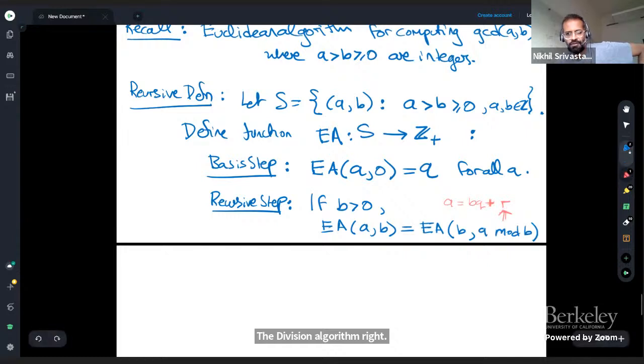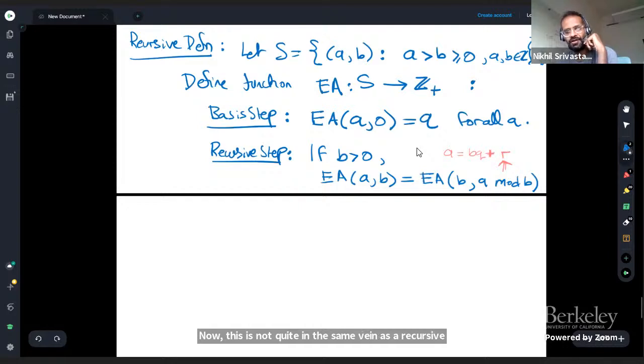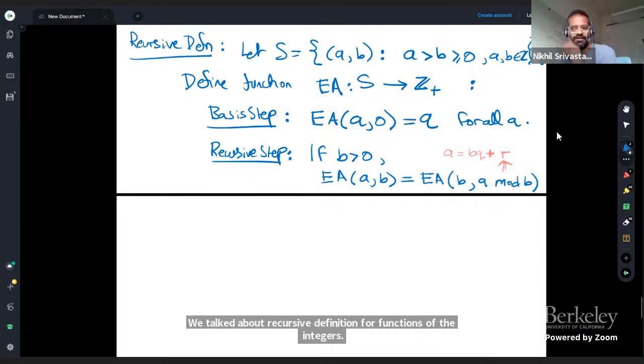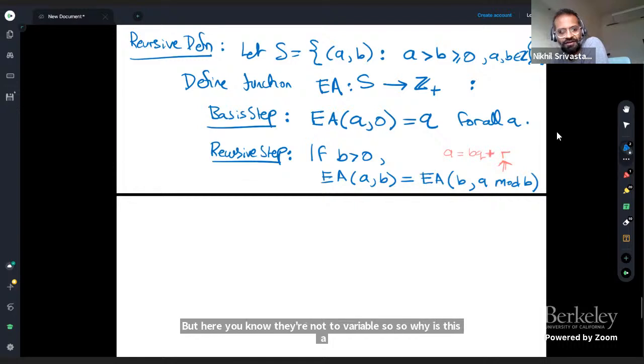Okay. Now, this is not quite in the same vein as the recursive definitions we looked at earlier, because it's got two variables, right? We talked about recursive definitions for functions of the integers, but here, there are now two variables. So why is this a reasonable definition? Well, can anyone say?